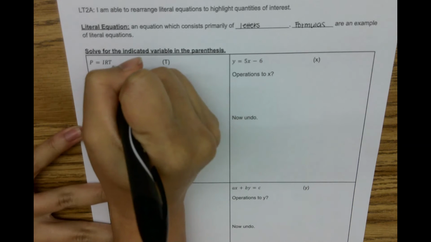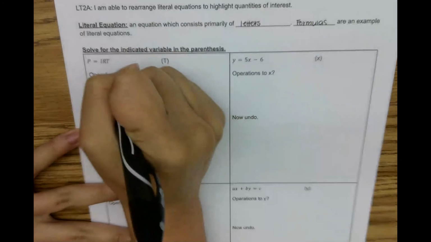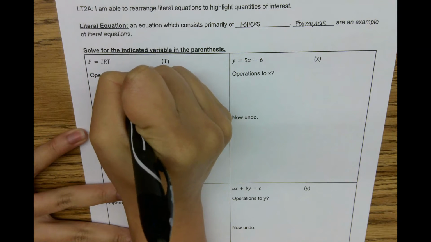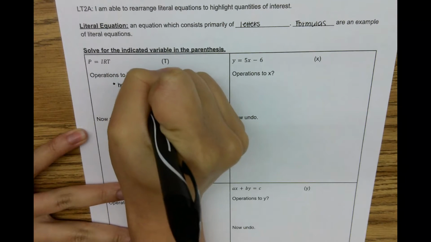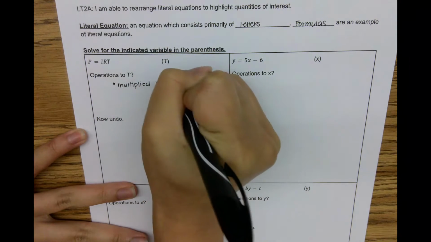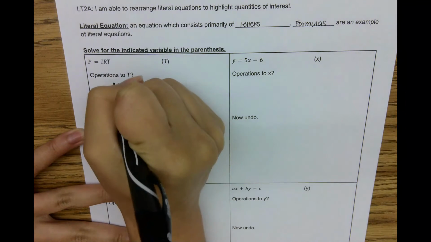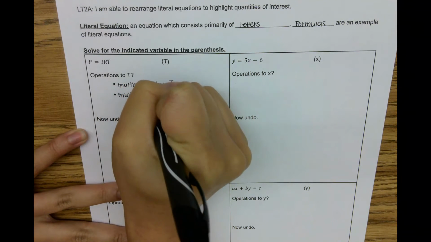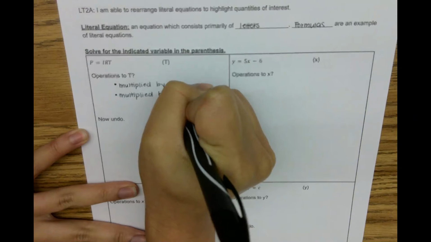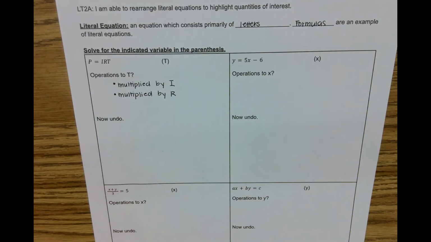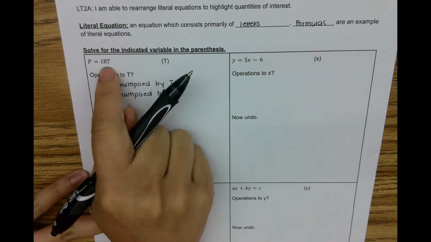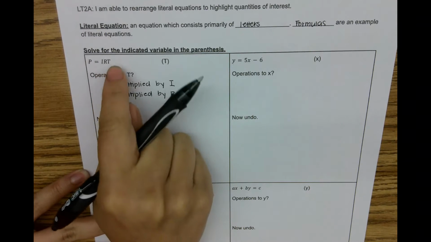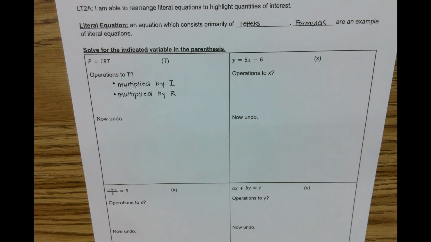So here's T, and what I notice is that it's being multiplied by I, and it is being multiplied by R. When things are next to each other, they are being multiplied. So if you think about it, 2x means 2 times x, 5x means 5 times x. Same thing when we have IRT, this means I times R times T. So T is being multiplied by I and R.